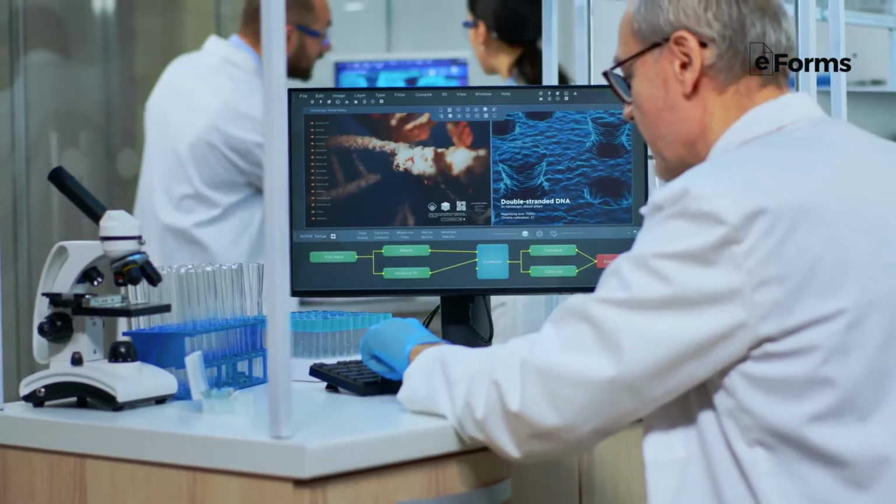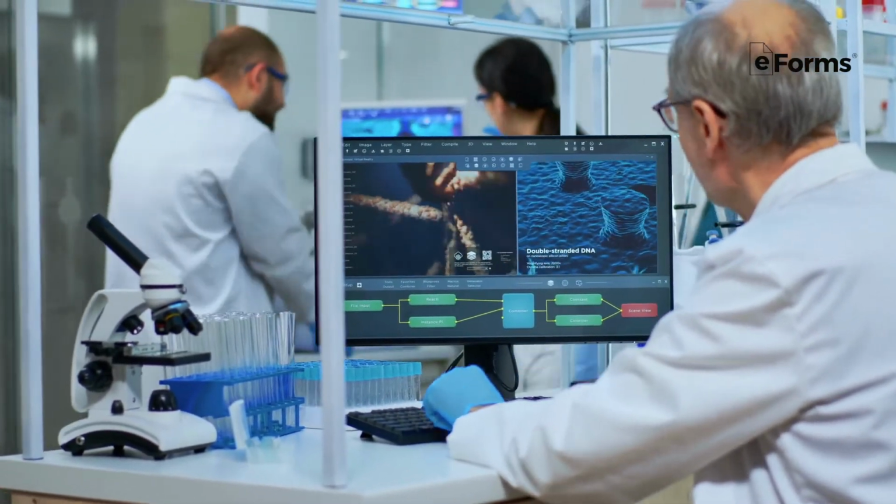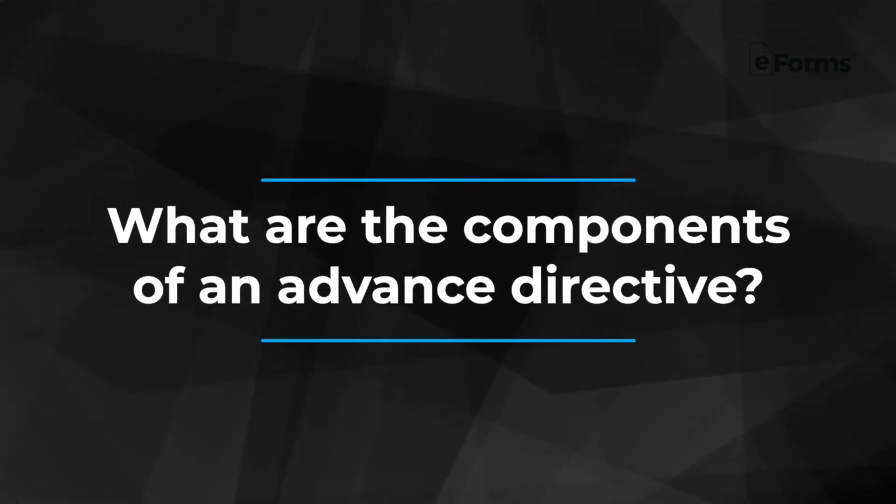Over the past few decades, medical technology has created amazing ways for prolonging life, but using these may not be what everyone desires, making advance directives more important than ever. Let's take a look at some of the foundational aspects of directives so you can see if one is right for you. What are the components of an advance directive?